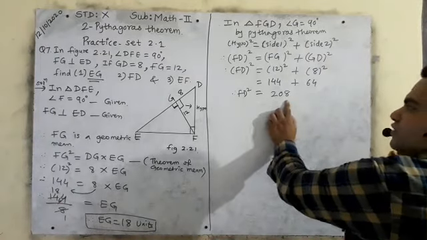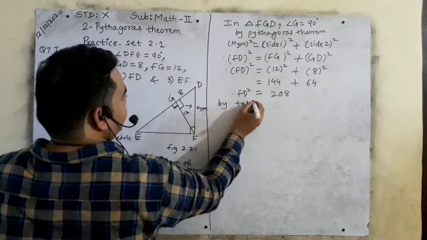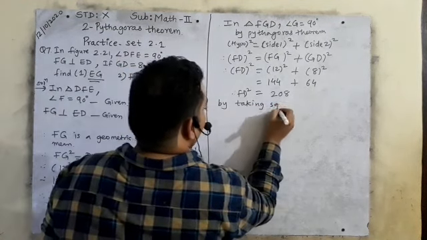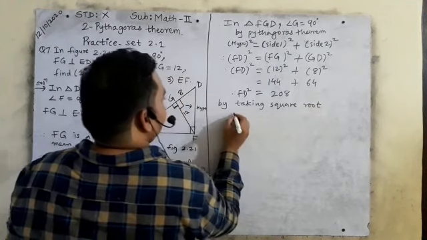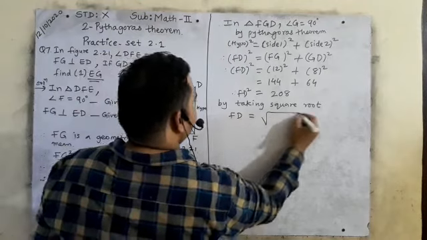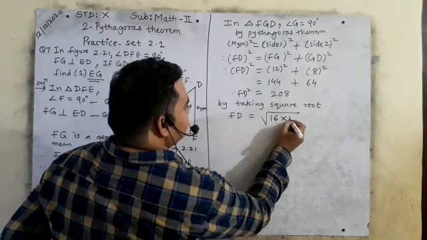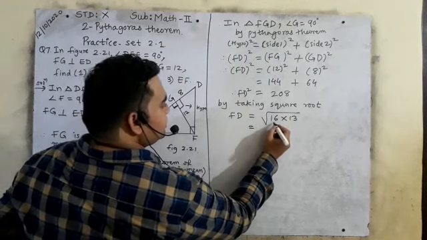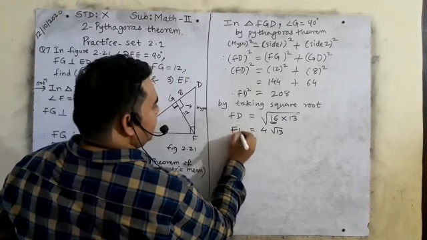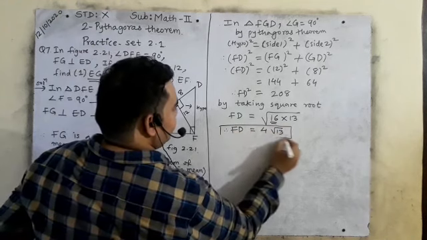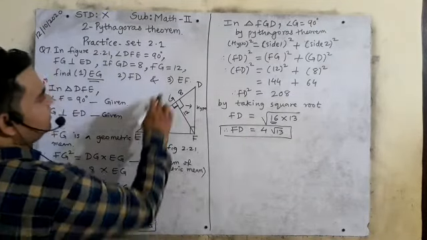It is not a perfect square, so we will take the square root. FD is equal to the square root of 208, and we simplify it. 16 times 13 is 208, and 16 is the perfect square of 4. Is it clear? So FD is equal to 4 root 13. Now we will find the third one.